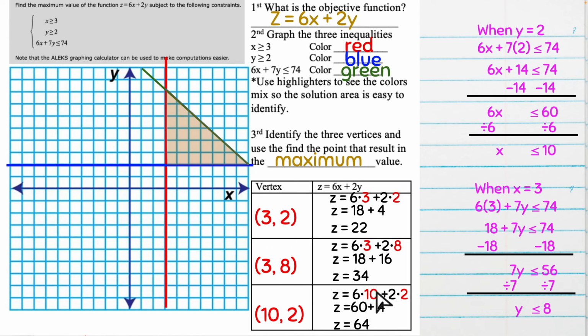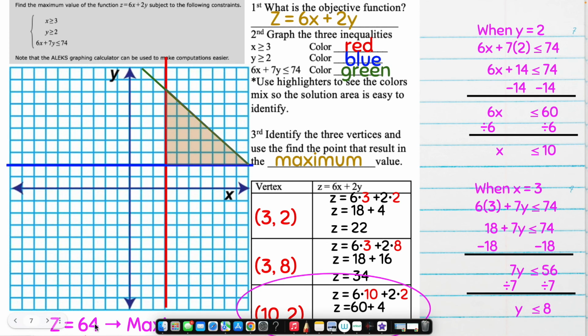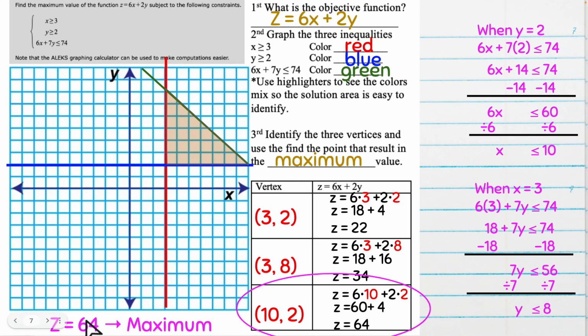So my maximum is going to be at 10, 2. So z equals 64 is the maximum. This is what they're looking for when they ask you what the answer is, just z equals 64. They're not actually asking you to identify the coordinate, but you need the coordinate to answer this question. So it's definitely very important to understand what you're being asked, identify your pieces, and make sure you're paying attention.